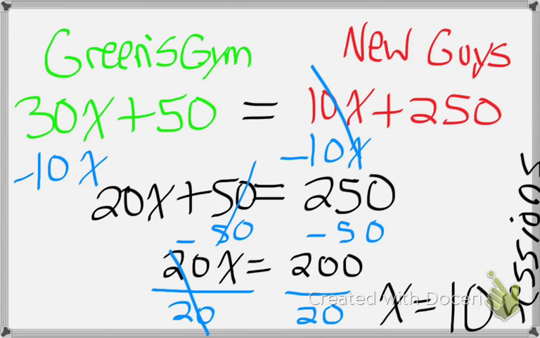So we end up with x equals 10, and x stood for the number of sessions. So that means 10 sessions. That means in 10 sessions, their cost will be equal. So that's how long it'll take for them to be equal.